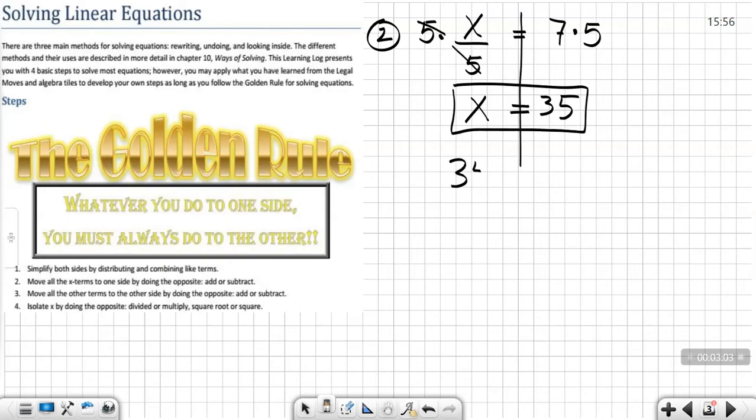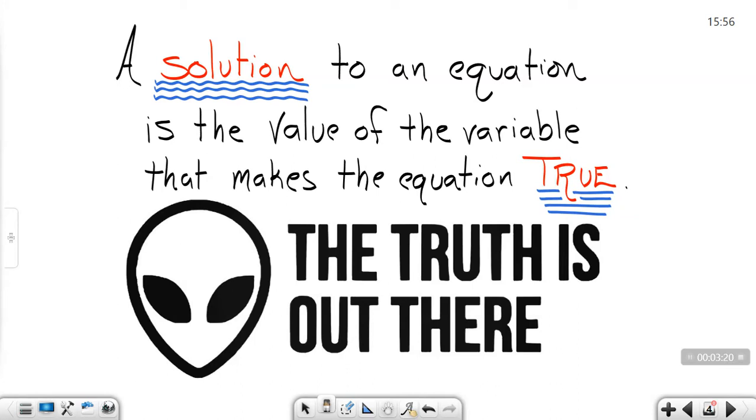Now, is that true? Does it make it work? Well, let's plug it back in. I'm going to substitute 35 back in for x and check, does it indeed give me 7? 35 divided by 5 is 7. 7 equals 7. 35 was the value of x that made the equation true. Again, the solution to an equation is the value of the variable that makes the equation true.